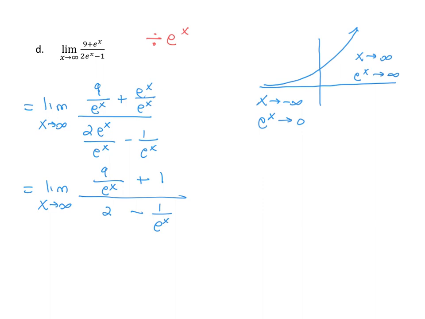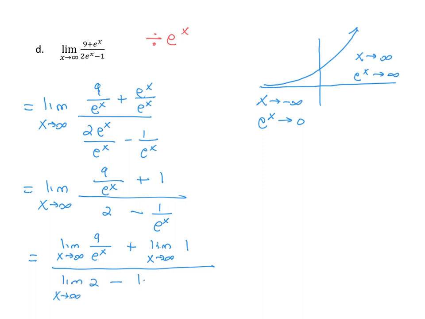I think I'll actually put the limit into each part of the fraction. So this is equal to the limit as x approaches infinity of 9 over e to the x plus the limit as x approaches infinity of 1, all divided by the limit as x approaches infinity of 2 minus the limit as x approaches infinity of 1 over e to the x. Well, the 1 and the 2 here in these limits don't matter. We can just cancel limits and put 1 and 2.